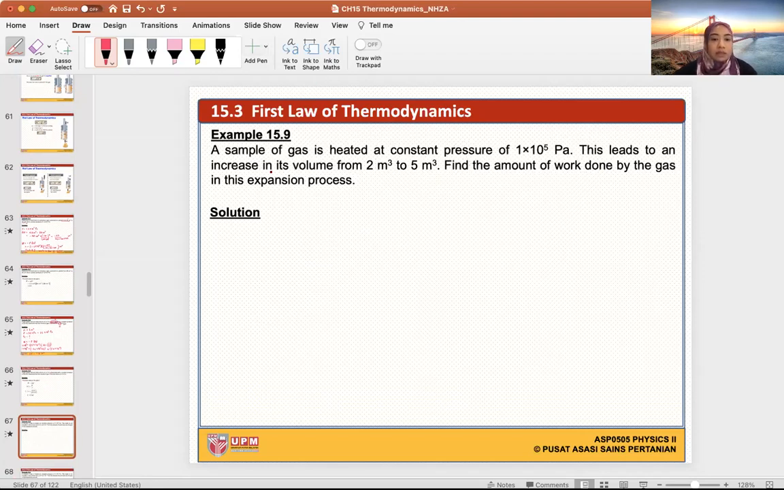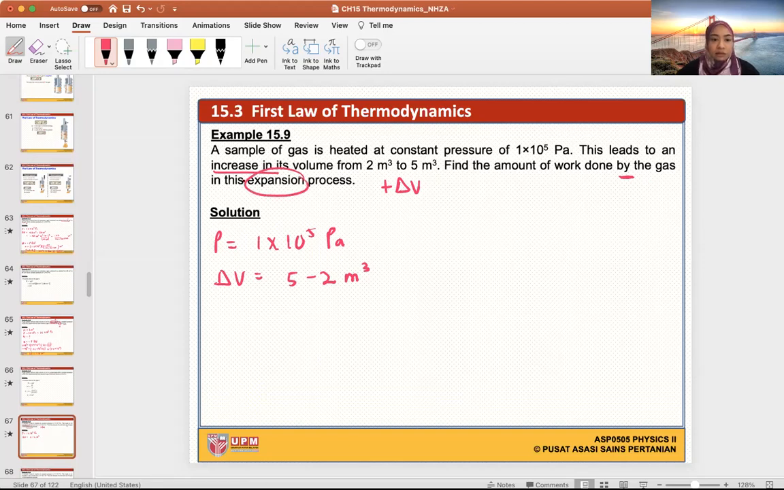Okay, next one. A sample of gas is heated at constant pressure. So P equals 1 times 10 to the 5 Pascal. This leads to an increase in volume. So we know that the volume is expanding. So delta V is positive, from 2 to 5. So delta V is 5 minus 2 meter cube. Find the amount of work done by the gas. It's asking you by the gas in this expansion process.